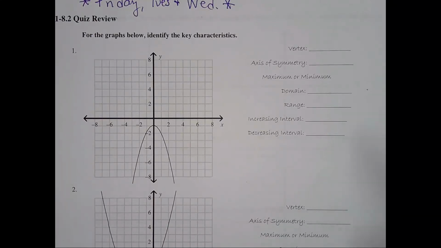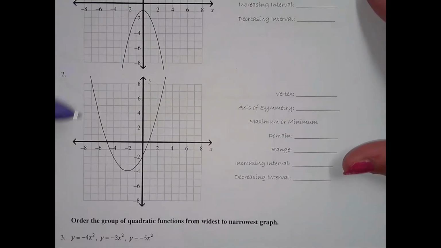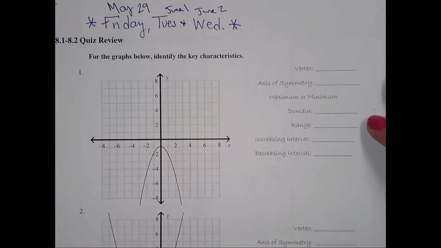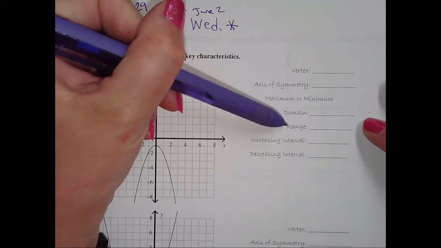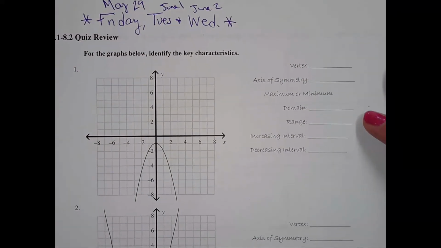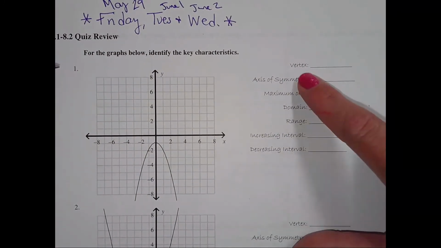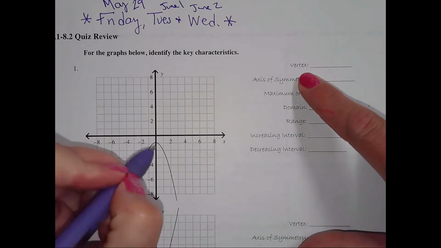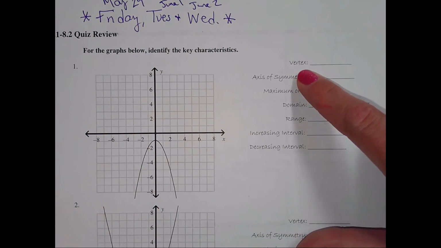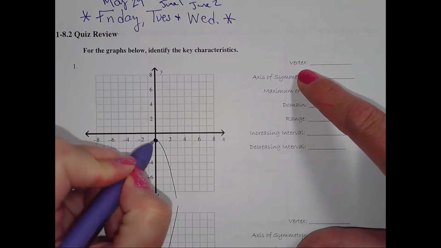Okay, for number 1 and number 2, you are doing the same exact thing in each of those. You have to list out all of this information. So for number 1, first thing it wants is the vertex. The vertex is either going to be the very highest point or the very lowest point of your parabola. This is your vertex right here.